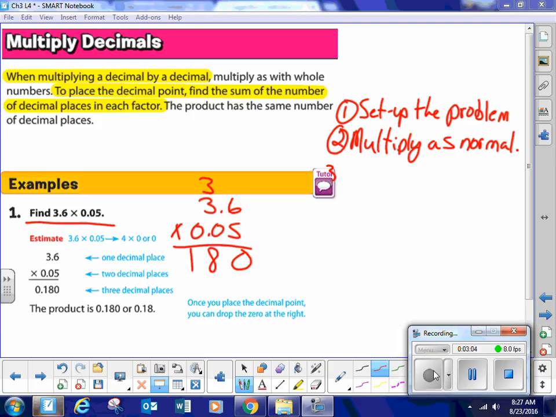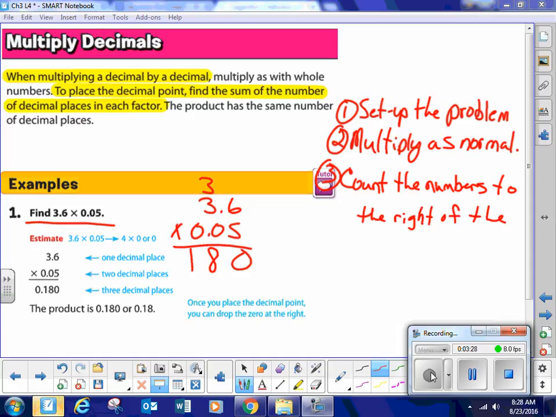Now we have to count. Let me see how we did it in our notes. We count the numbers to the right of the decimals. Meaning this: how many numbers are to the right of this decimal? There is 1. How many numbers are to the right of this decimal? There are 2. We add them together and we have 3. So that means we have to give this 3, which is what we've counted.